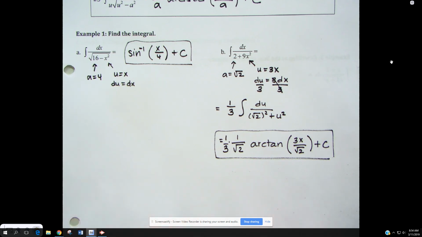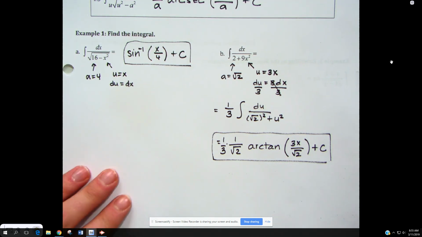So those are two pretty straightforward examples. Example B here was a little bit harder than example A. But overall, they were applications of those formulas that you want to memorize. On the back side, we'll get into some that are a bit more tricky.